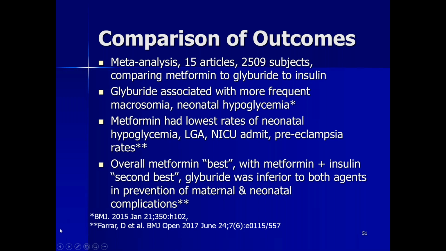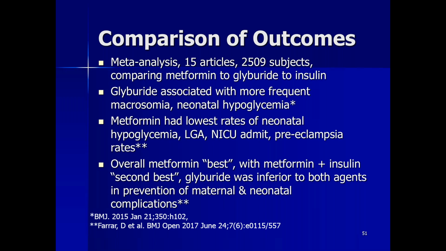Here are a couple of studies looking at metformin and glyburide to insulin. Glyburide in some of these studies was associated with more frequent macrosomia, more frequent neonatal hypoglycemia. I will tell you that it was my clinical experience, based on the babies I tracked from the patients I consulted on, that I saw more neonatal hypoglycemia when my patients were on glyburide than when they were on insulin or metformin. So my clinical senses match what this study shows.